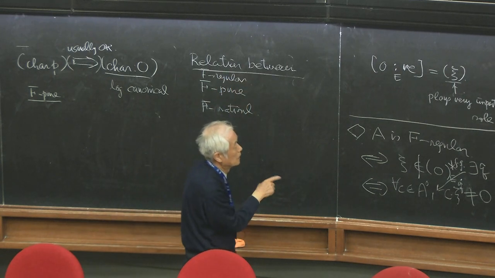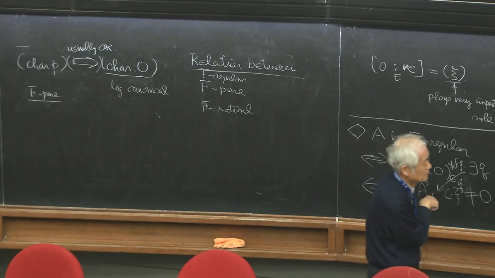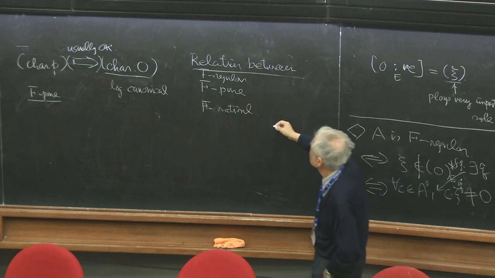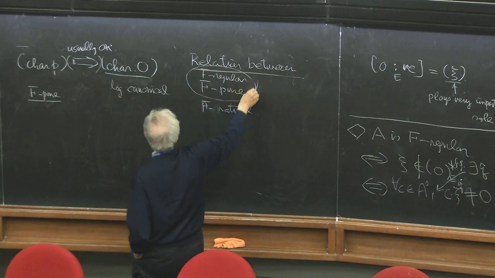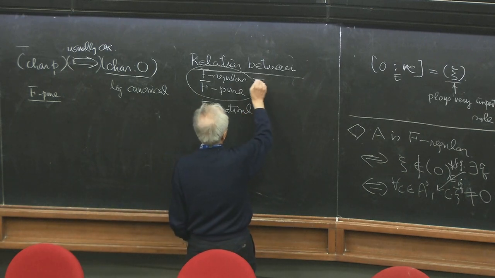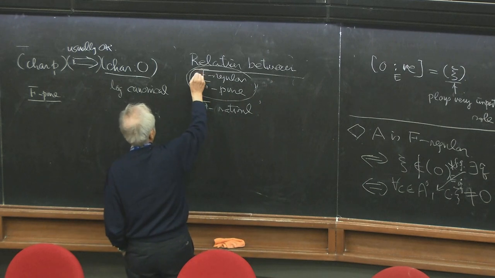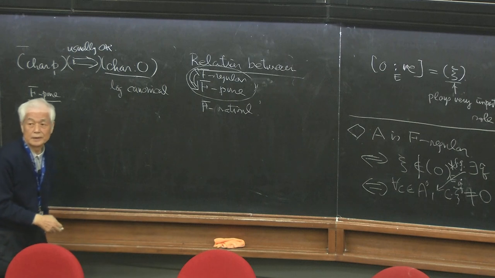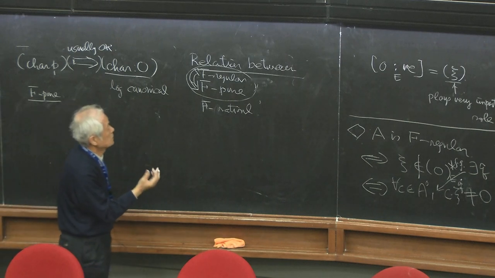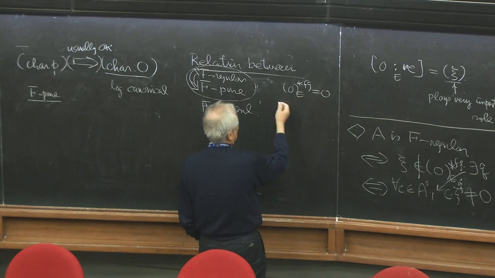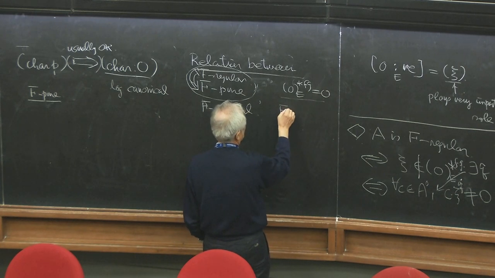We just erased it, but F regular and F pure are both characterized by injective envelope, so we have this implication here. If the ring is F regular, then it is F pure. Of course, if tight closure is zero, then Frobenius should be injective.